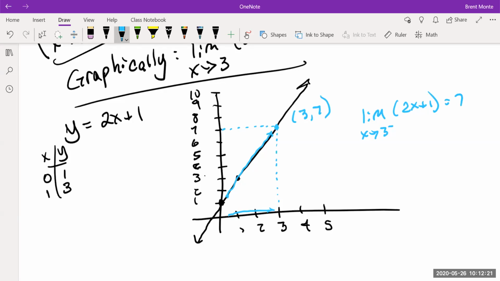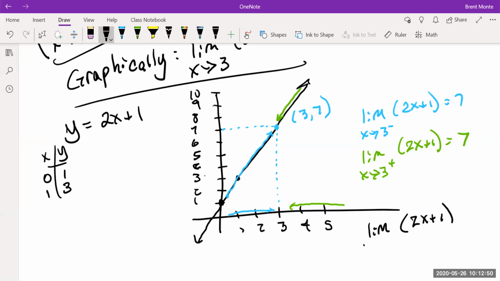But the same thing happens from the right. We'll use another color. As I'm coming in from the right, we're coming down the curve this way. And as I get closer to x equals 3, my curve's getting closer and closer to y equals 7. So again, same thing. The limit as x approaches 3 from the right of 2x plus 1 is also 7. Since they're the same, that tells me the limit does exist. The limit of 2x plus 1 as x approaches 3, the two-sided limit, is equal to 7. There's my answer.